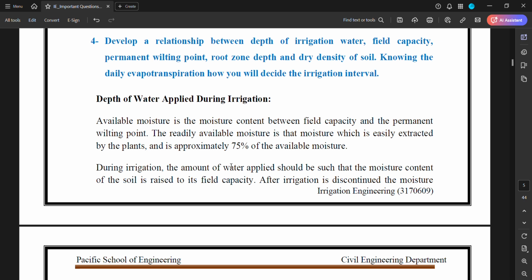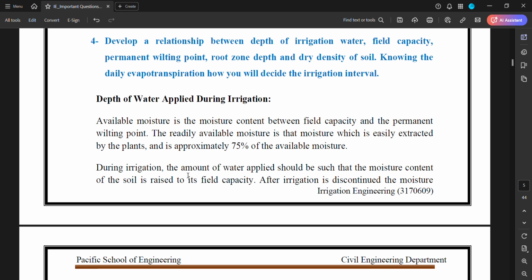So, depth of water available during irrigation. Available moisture is the moisture content between field capacity and the permanent wilting point. We have seen what the field capacity is and what the permanent wilting point is. The readily available moisture is the moisture which is easily extracted by the plants, approximately 75% of the available moisture.